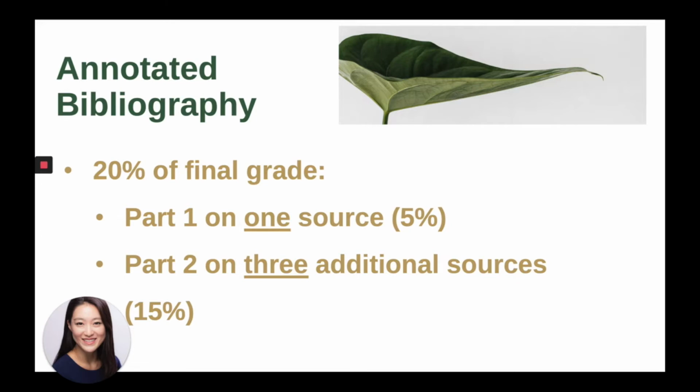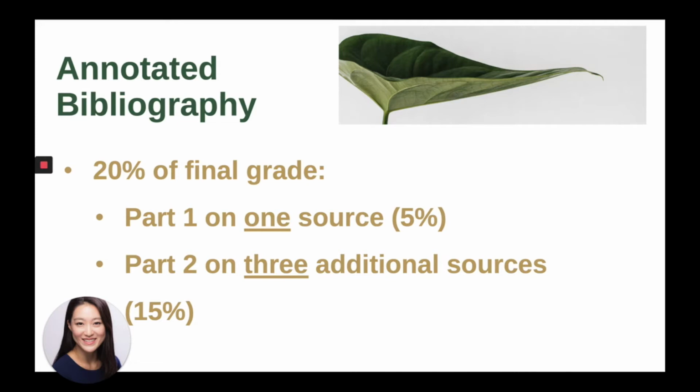Part 1 is an Annotated Bibliography entry of one source, and it's worth 5% of your final grade. Part 2 is 3 Annotated Bibliography entries for 3 additional sources, and it's worth 15% of your final grade.